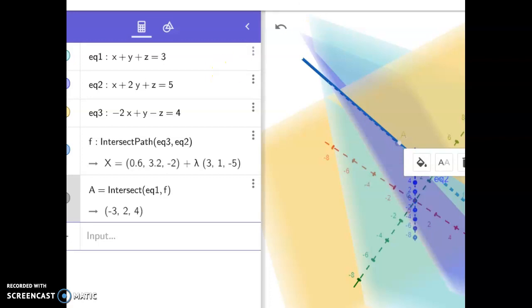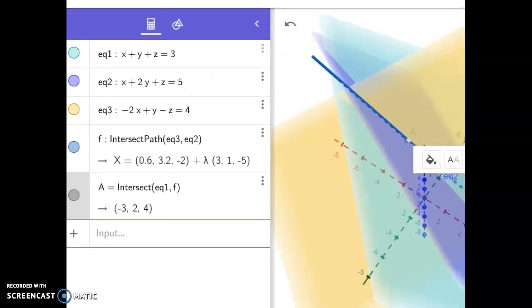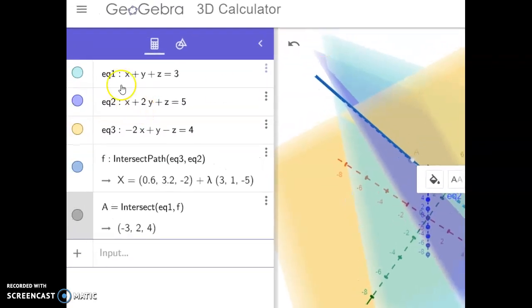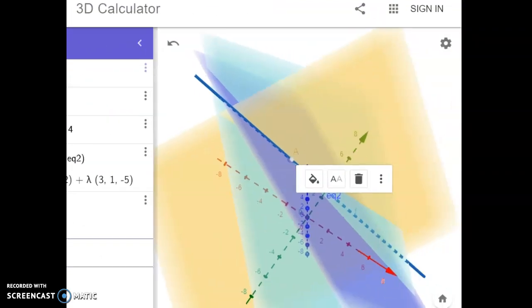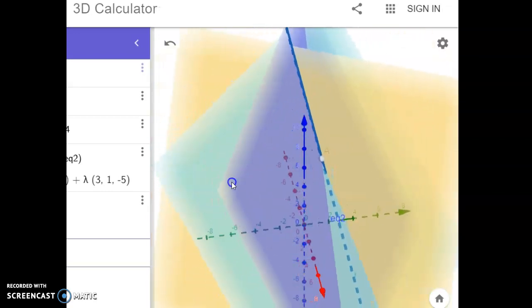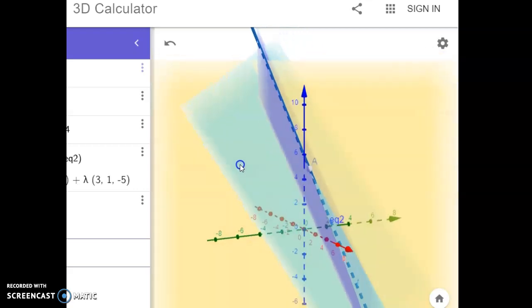So this is number 35 done with GeoGebra 3D. There we go, that's the calculator. So I plugged in the three equations the way they are in the book, x plus y plus z equals 3 and so on. And when they're graphed, each one of them is a plane. And I can rotate these here, and I gave them different colors.